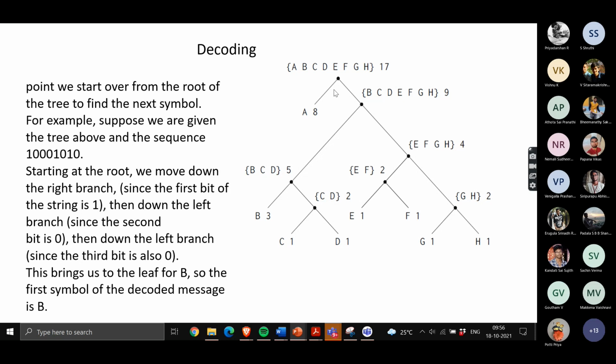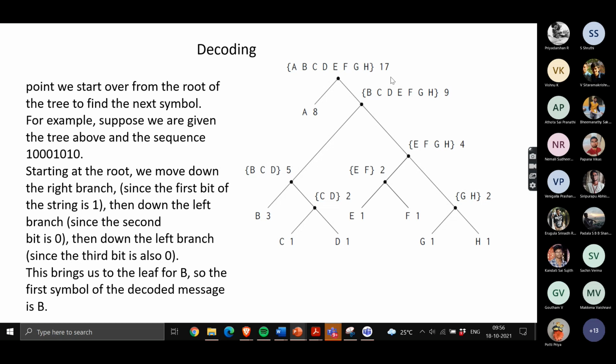Hello students, you start with the root node. Read the first character. It is 1, so 1 means you move to the right. The next character is 0, and another character, 0. So I am moving to the left side only. Now I reach the terminal node. What is the character here? B. It is B. So you write B in your output.